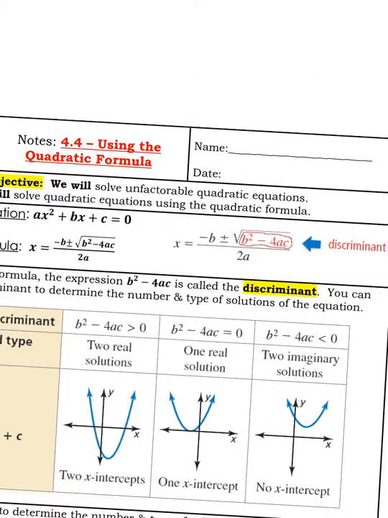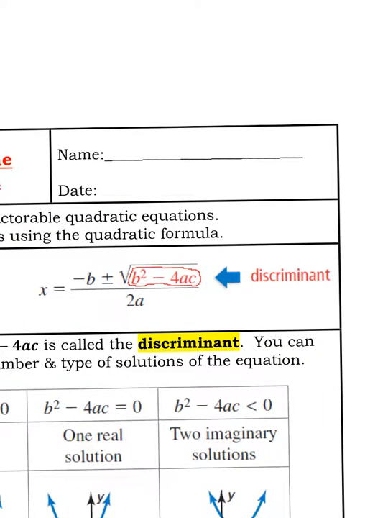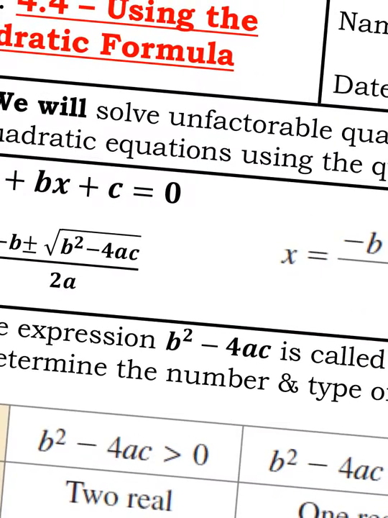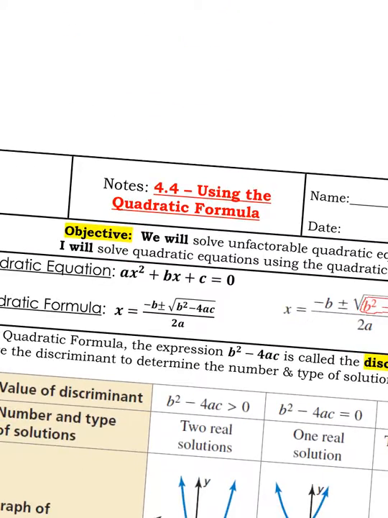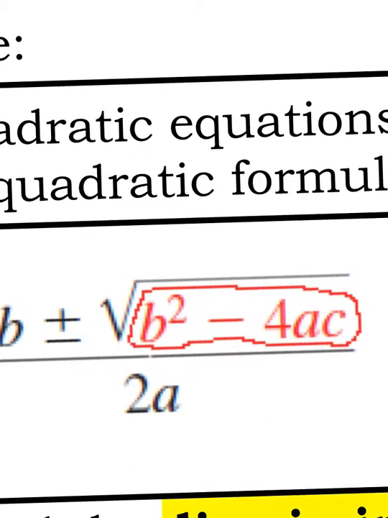So before we do any quadratic formula, there's something called the discriminant. It's a derivative of the formula itself, and that b squared minus 4ac is the discriminant. You use that to determine the number and type of solutions. So here's what I mean. If you take the square root of a positive number, you get a positive answer. If you take the square root of a negative number, you get an imaginary solution. And if you take the square root of 0, you just get 0.